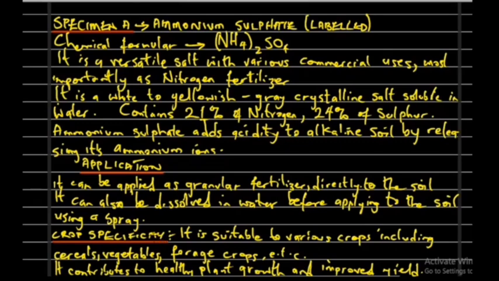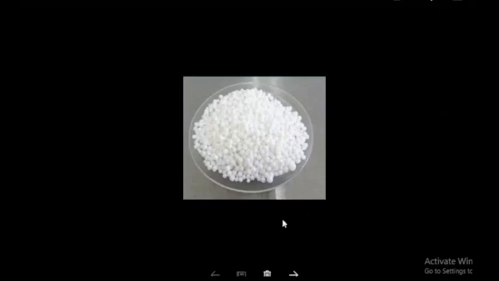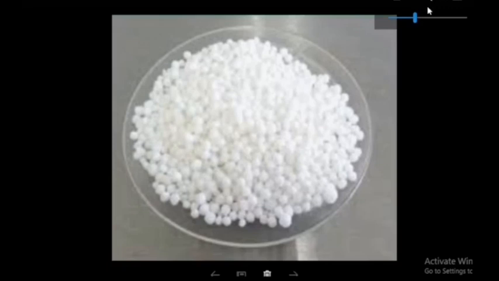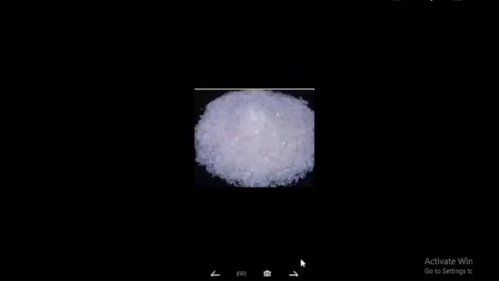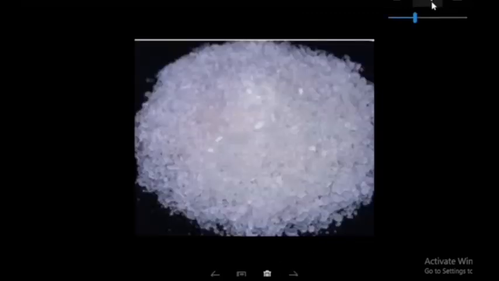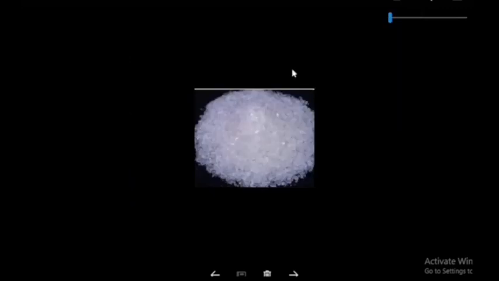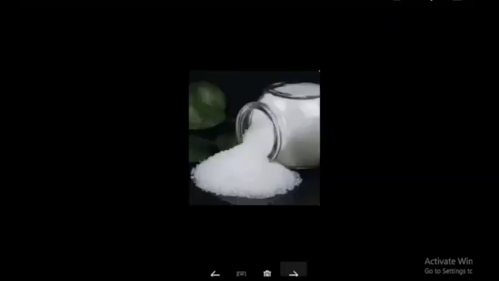It has basically ammonium and sulfate in it. That's 21% of nitrogen and 24% of sulfur. This is what that particular substance we're talking about looks like. You can see it in this picture here, in the crystalline form. According to this picture, it is looking white. It is crystalline in nature. So that is what ammonium sulfate looks like.